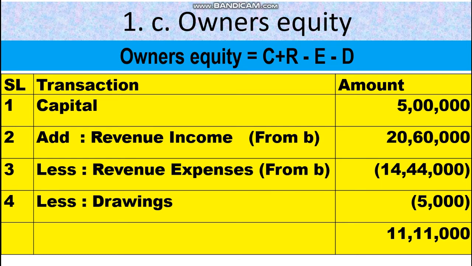So what is the formula of owner's equity? Capital plus revenue minus expense minus drawings. In the question we have seen that capital is 5 lakh. Then revenue income from B we have seen is 20 lakh 60,000. Then revenue expenditure, it will also come from B, it is 14 lakh 14,000. It will be subtracted. And if there are drawings, in the question we have drawings, that also will be subtracted. It is 5,000. So dear student, when we add and subtract all these items, capital plus revenue income minus revenue expenditure, then minus drawings, it is 11 lakh 11,000. This is our owner's equity. So dear student, this CQ1 is very important for your exam.